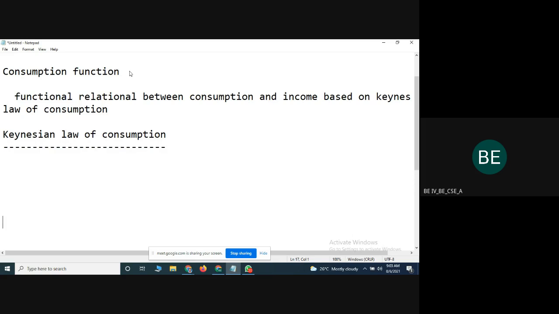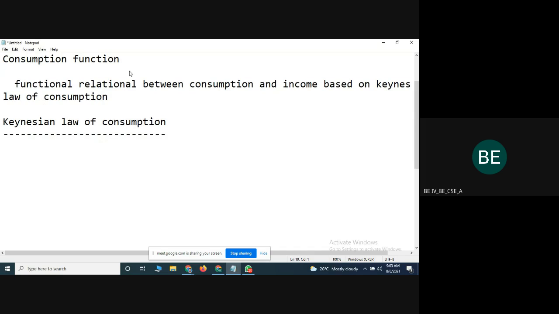The Keynesian law of consumption talks about how when the income of a person increases, their consumption expenditure also increases. But after a certain period of time, what happens? The increase in consumption expenditure is very small compared with the increase in income. This is called the Keynesian law of consumption.